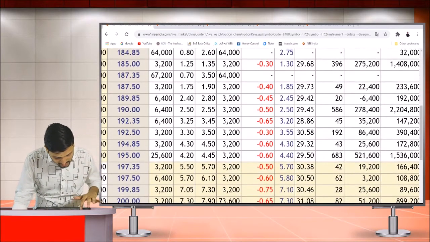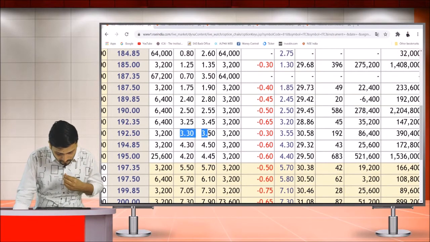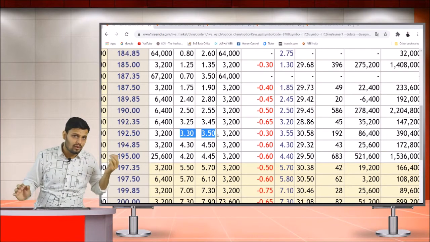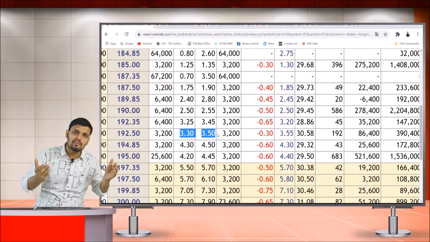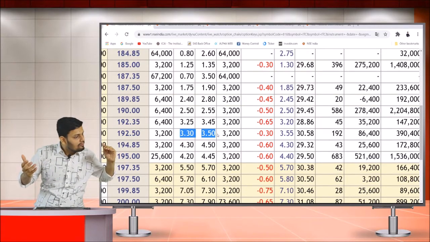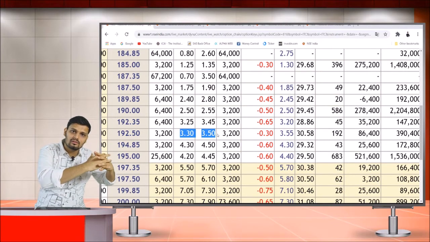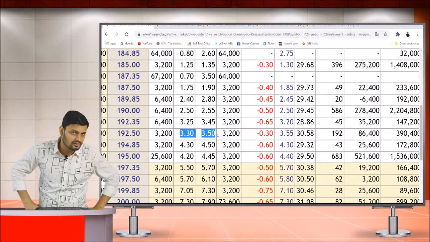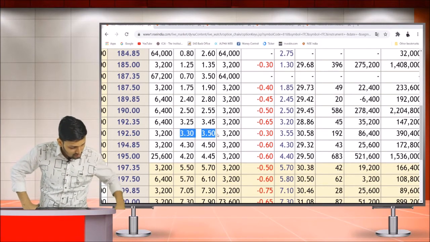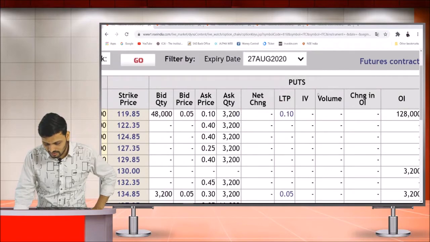But if you can see near here, buyers are willing to pay 3.30, sellers are asking 3.50. Either buyers have to increase their premium to 3.50, or sellers have to decrease their premium to 3.30, or buyers increase to 3.40 and sellers decrease to 3.40, then the price will get executed. So unless the bid price and ask price match, your contracts will not get executed. Okay, done. So we have learned all of these things. Let me know if you're having any issues.